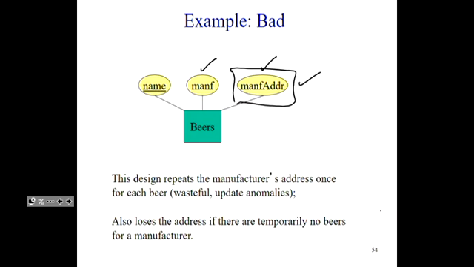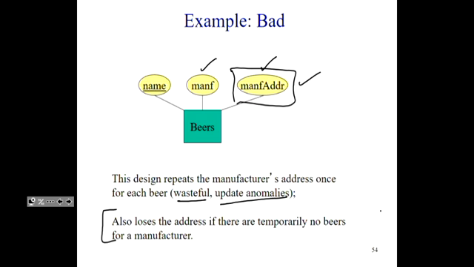It would be much better to take this information and store it as a separate entity set. The other reason why this is bad, so the first reason is that you're repeating the manufacturer address multiple times. This is wasteful and could lead to update anomalies. You updated once but not the other. The second reason why this is bad is if for some reason a manufacturer temporarily stops making beer, then you lose the manufacturer's address as well, right?